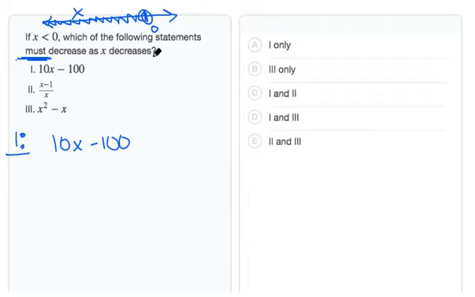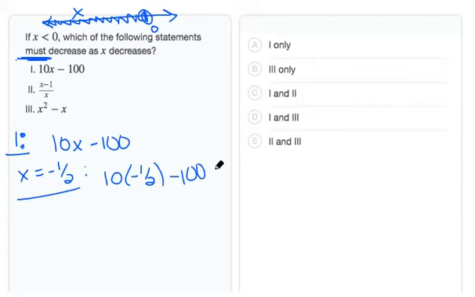So let's start with something close to 0, and as x decreases, we'll see whether this result is decreasing. First let's choose x equal to negative a half, and plug that in. If x is negative a half, then we have 10 times negative a half minus 100. If we simplify this, 10 times negative a half gives us negative 5, minus 100, and that's negative 105. So we're going to keep decreasing x, and we're looking for whether this result is going to decrease as well. And that would give us a nice pattern to go off of.